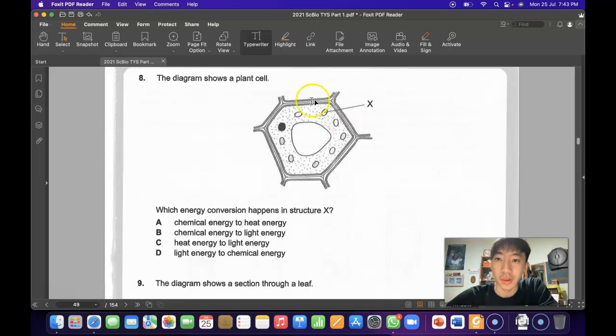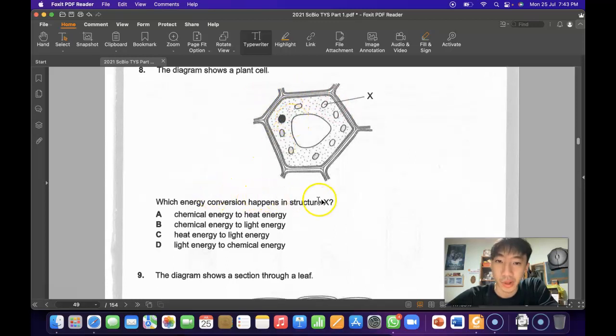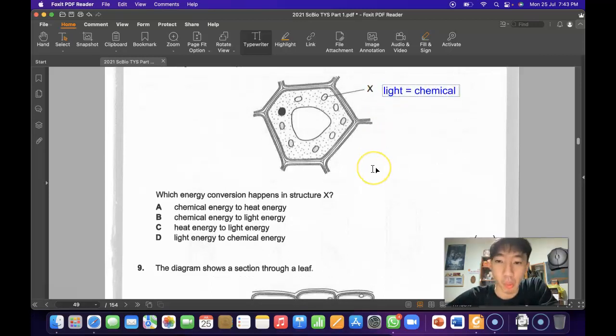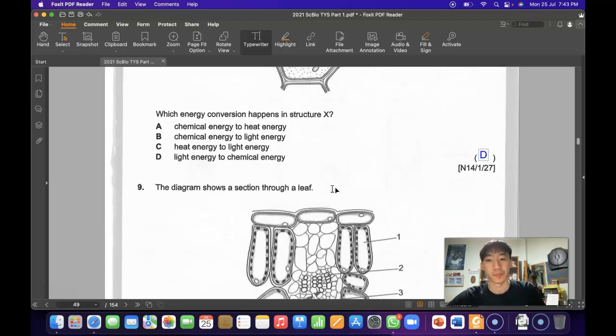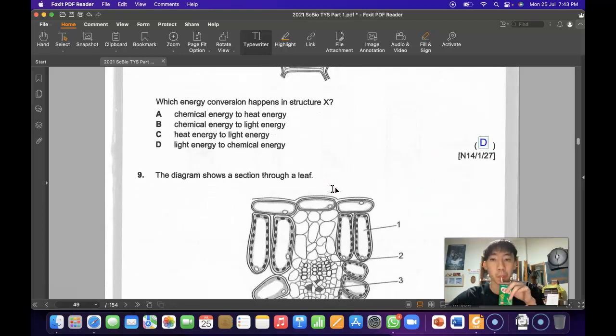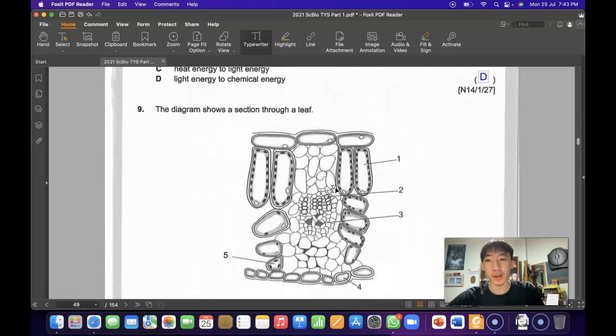Question 8. The diagram shows a plant cell. What energy conversion is happening at structure X? These are our chloroplasts, and the chloroplast is trapping light energy to become chemical energy. So the answer is D. It traps the light energy from the sun and converts it into glucose, which is chemical energy.